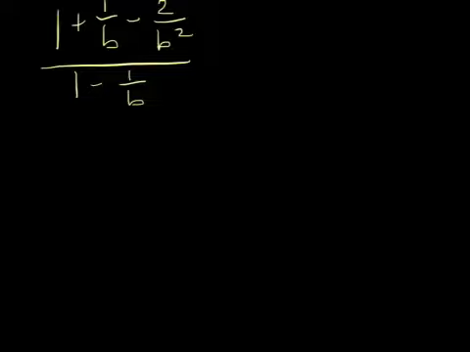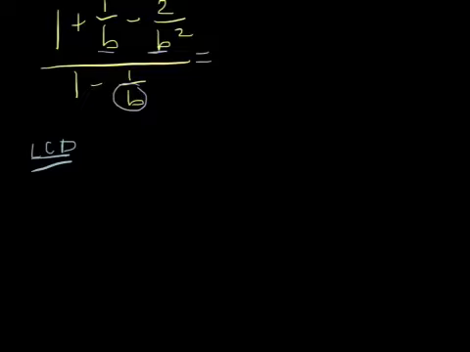Let's take a look at how we would simplify this rational expression: 1 plus 1 over b minus 2 over b squared, over 1 minus 1 over b. So the first thing we need to do is to find an LCD, a lowest common denominator, for the numerator and for the denominator. And I see for the numerator my lowest common denominator will be b squared. So I need to put my entire numerator over b squared. And my lowest common denominator in the denominator is going to be b. So I need my entire denominator over b.